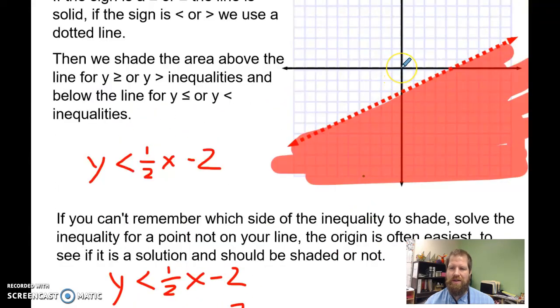So the origin is not a solution, meaning I need to be shading on the other side, which I did.